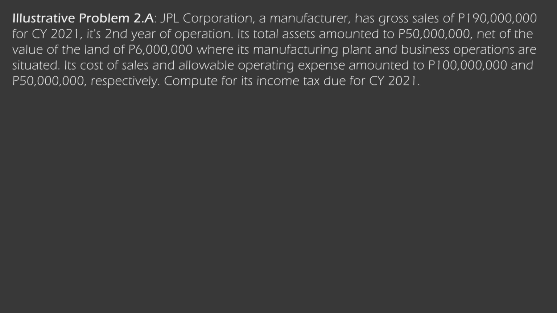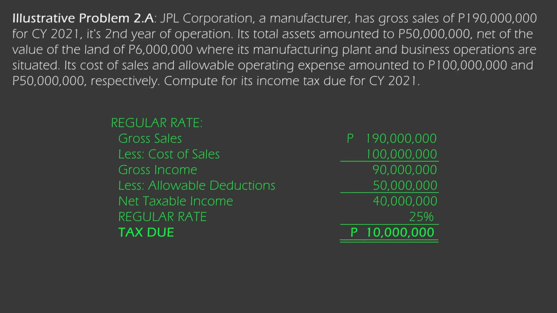In our second illustration, a manufacturer has gross sales of 190 million for the calendar year 2021, its 2nd year of operation. Its total assets amounted to 50 million net of the value of the land of 6 million, where its manufacturing plant and the business operations are situated. Its cost of sales and allowable operating expense amounted to 100 million and 50 million respectively. To compute the tax due, similar to what we did in the previous illustrative problem, we will multiply the net taxable income with the regular rate of 25%. So the tax due is 10 million.